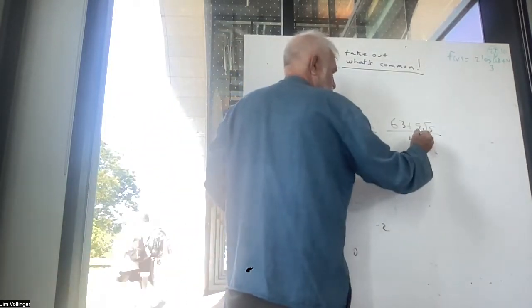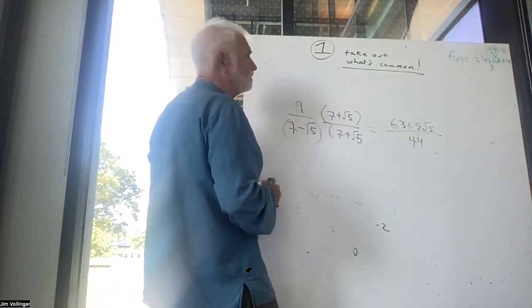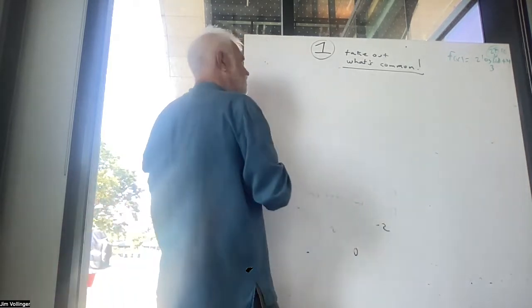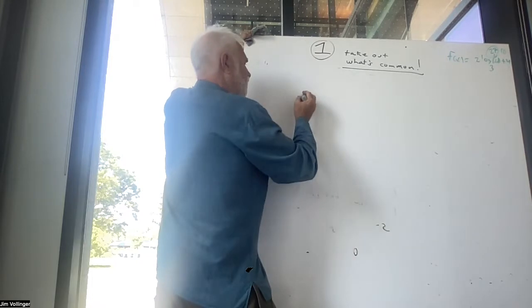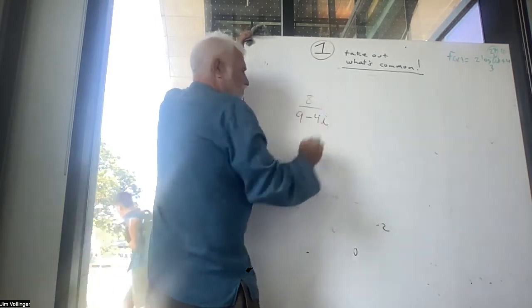And I don't think I can reduce that because I can't write these products in any other way. All right. So that's called conjugation. The ones you're conjugating more often are going to be things like 8 over 9 minus 4i.